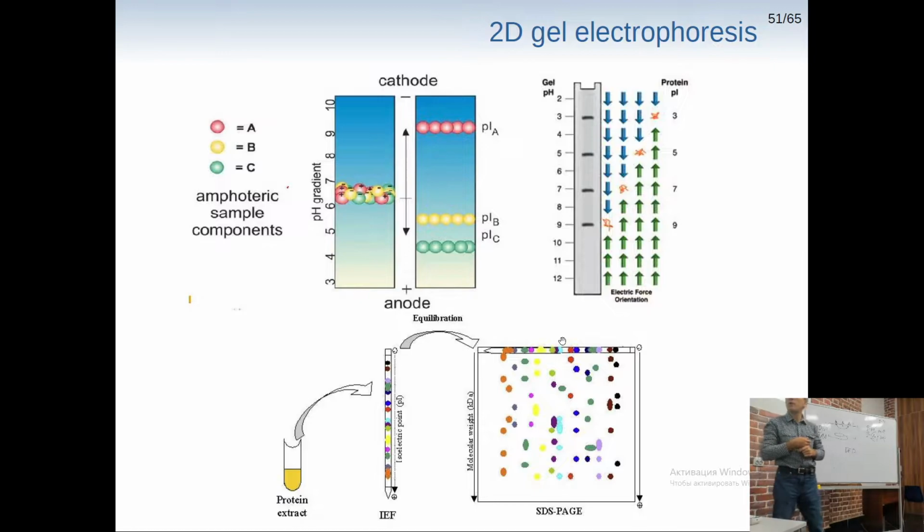Also, what do you think? Since there is already some certain gel in which our proteins are embedded at this first stage of isoelectric focusing, do we need some special stacking gel here?